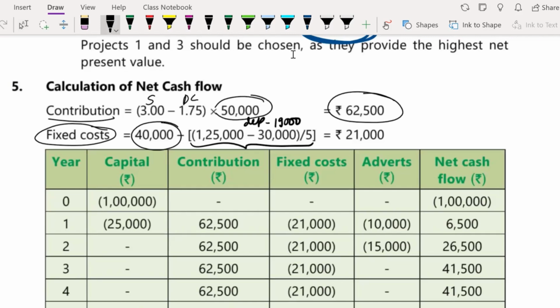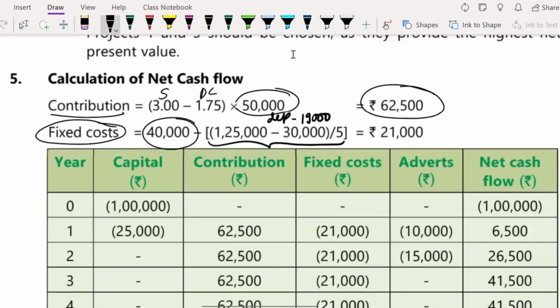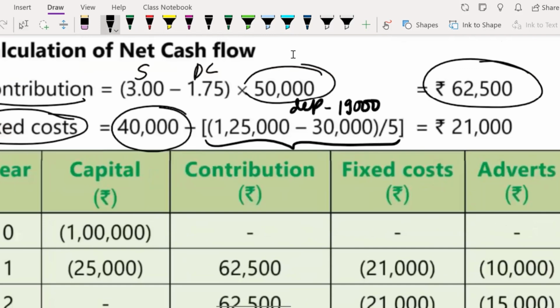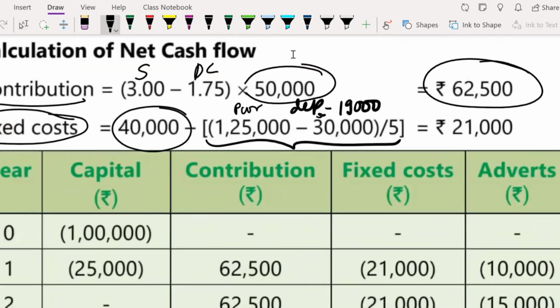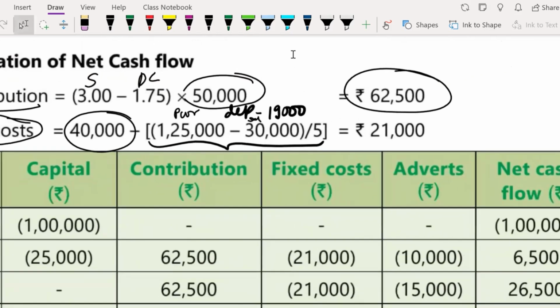And then what was the depreciation? The depreciation will be 1,25,000, which is the purchase value of the machine, minus the salvage value of 30,000, divided by the number of years, 5. You will get the depreciation of each year as 19,000.